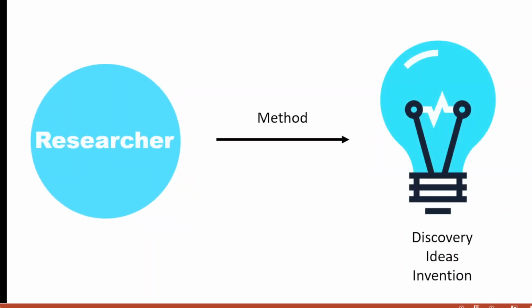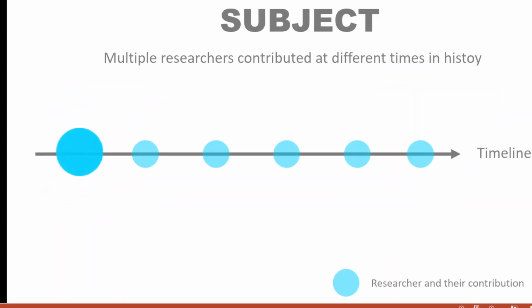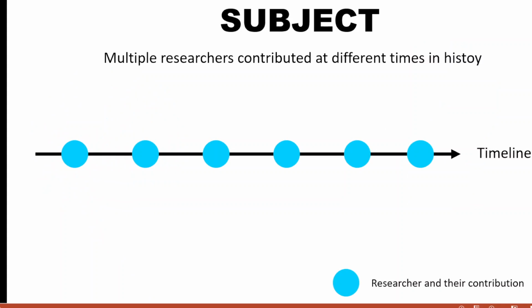And now we are going to come to what we study. What we study is the research findings of the researchers, what kind of concepts and theories they come up with, and how they come up with them. They had a particular method of thinking and action, and this led the researcher to form new discoveries, ideas, or make new inventions. So let's start with a subject.